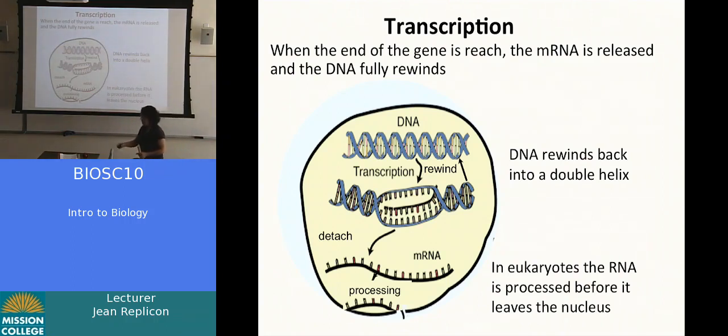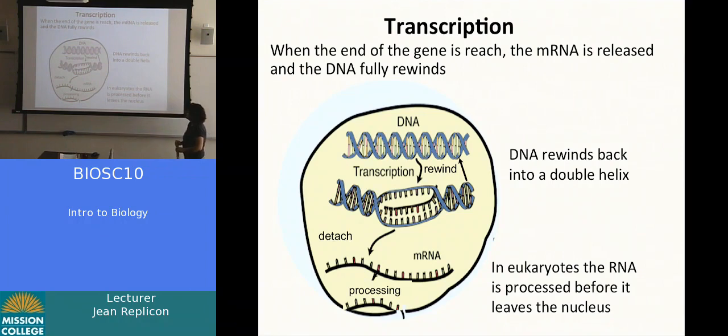So I'm just restating this with a different figure. When the end of the gene is reached, the messenger RNA gets released, and the DNA gets rewound. So it's like nothing ever happened. That's our code. We don't want to mess it up. So let's put it back. Let's put the reserve book back in the library. We made our little transcript. Let's put the book back.